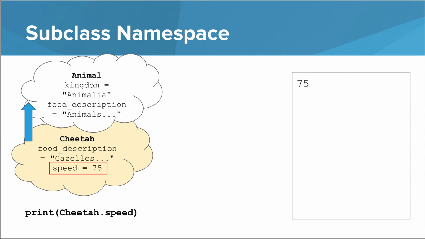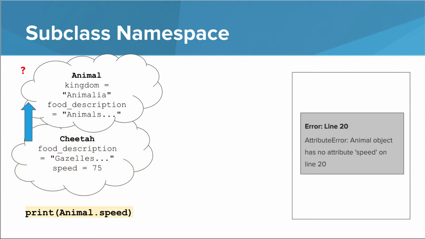Well, it finds speed inside cheetah's namespace and prints out speed. This doesn't work the other direction. If we print out animal.speed, it can't go down a level. It can only go up. So the superclass cannot find names in the subclass. This will result in an error.